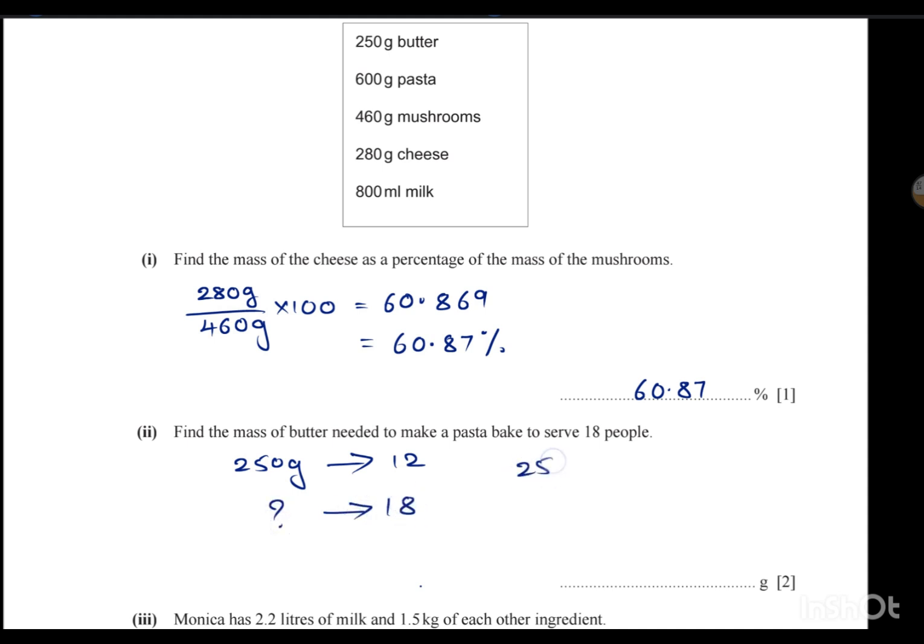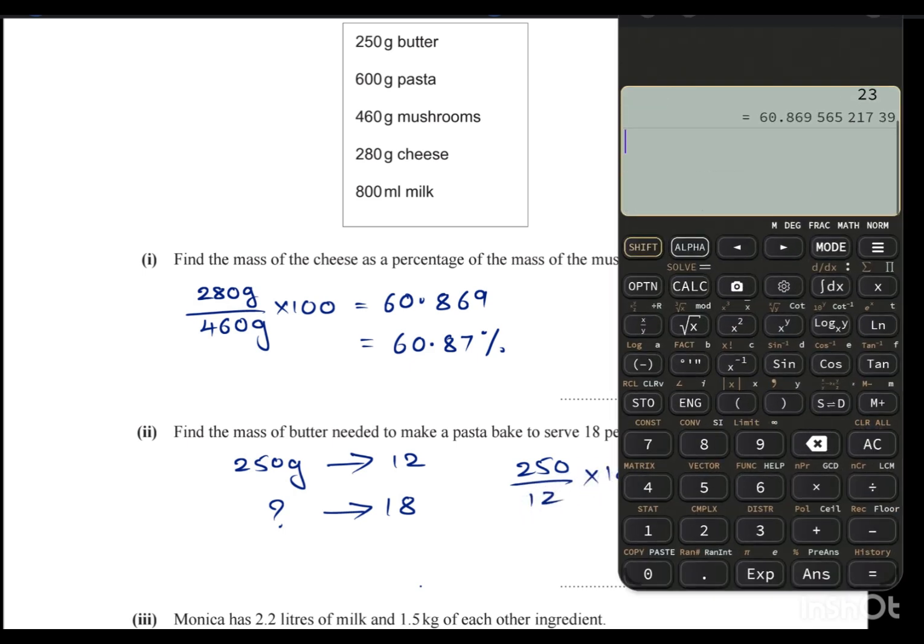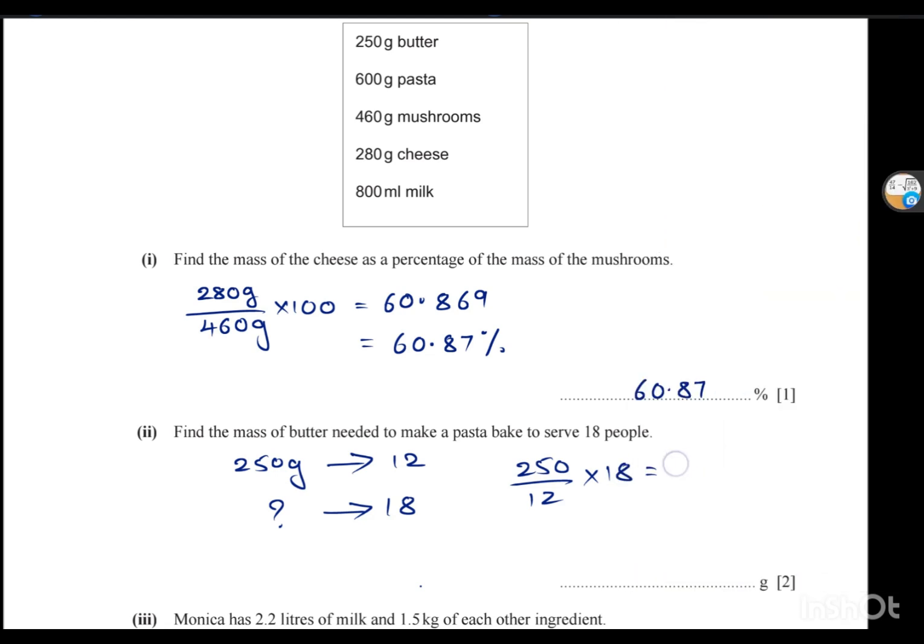Just do that by using the unitary method. Here divide by 12 and multiply by 18. 250 divided by 12 and multiplied by 18, we get 375. 375 grams of butter is needed.